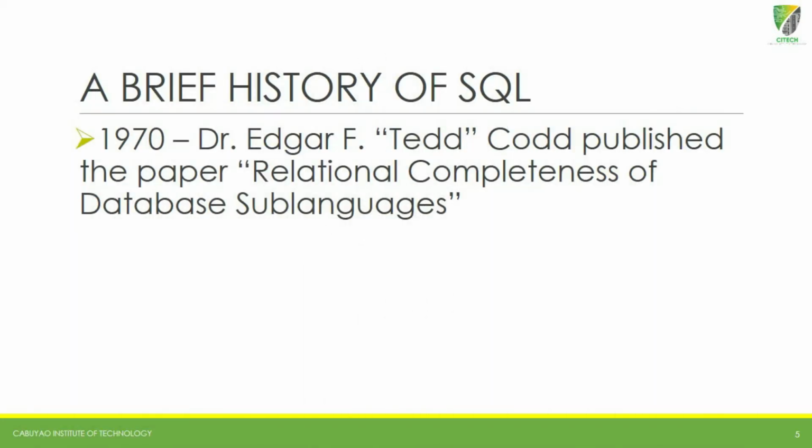A brief history of SQL. In 1970, Dr. Edgar F. Codd, the father of relational databases, published the paper "Relational Completeness of Database Sublanguages," in which he describes the relational model for databases, such as the relations of rows, columns, and tables.